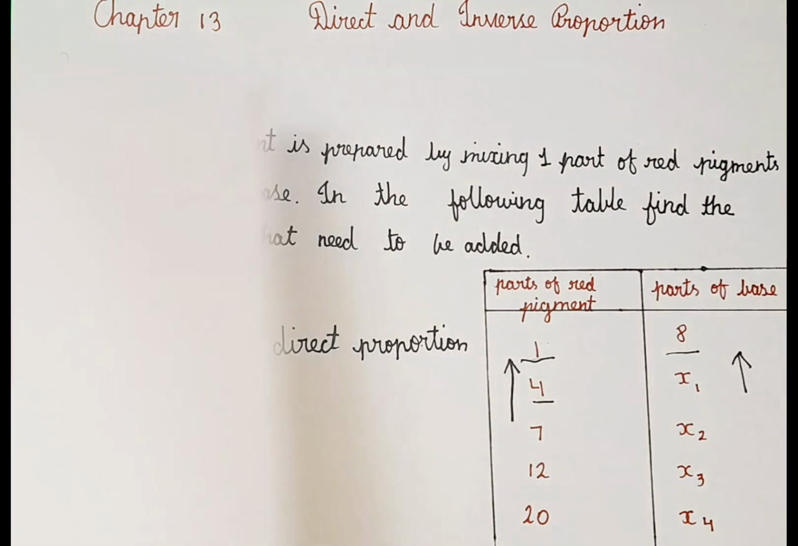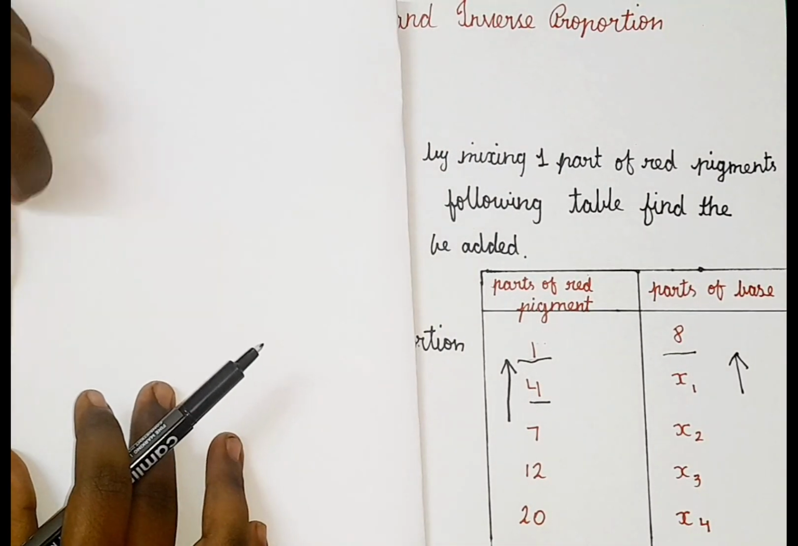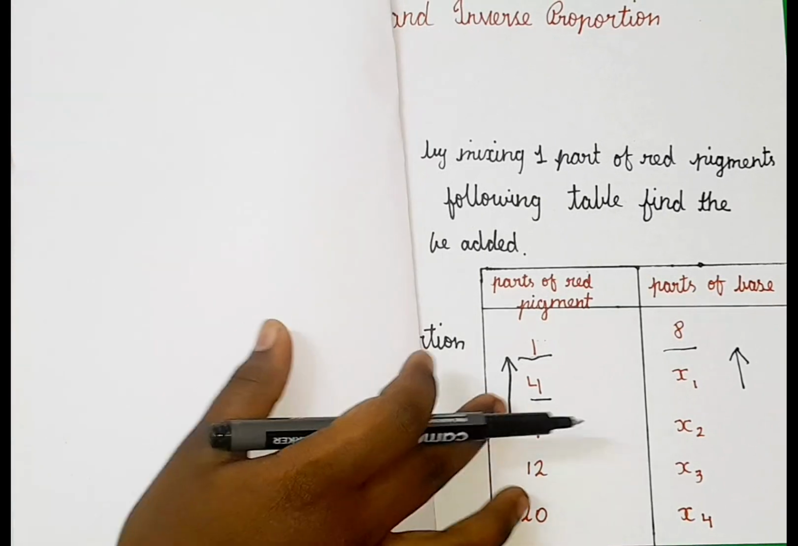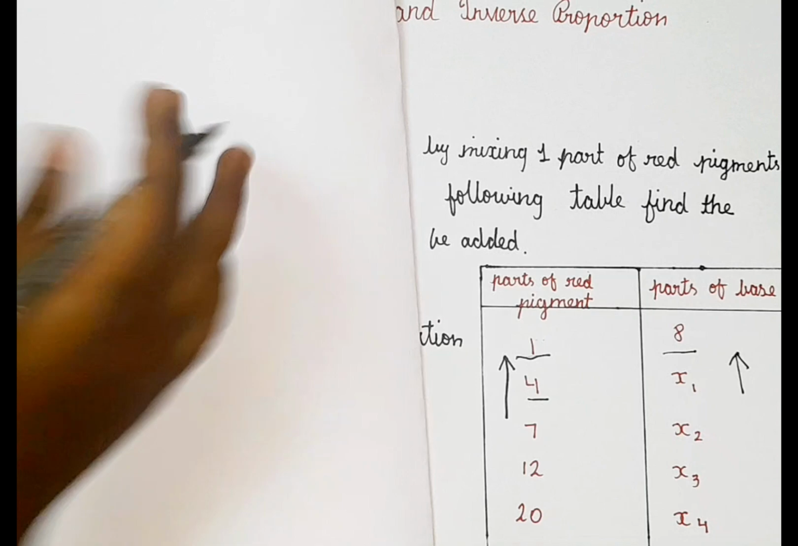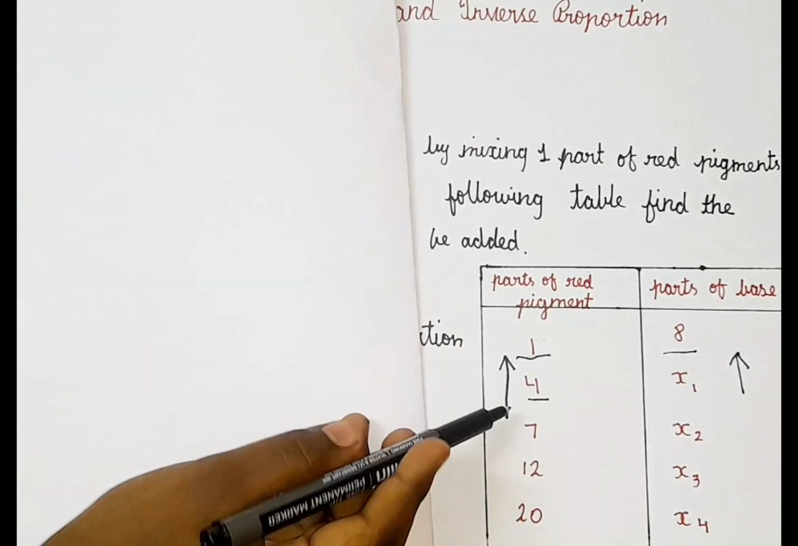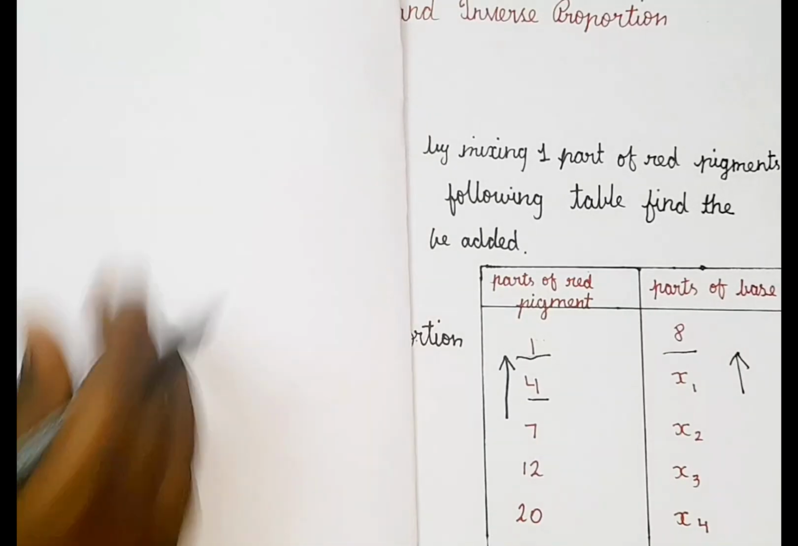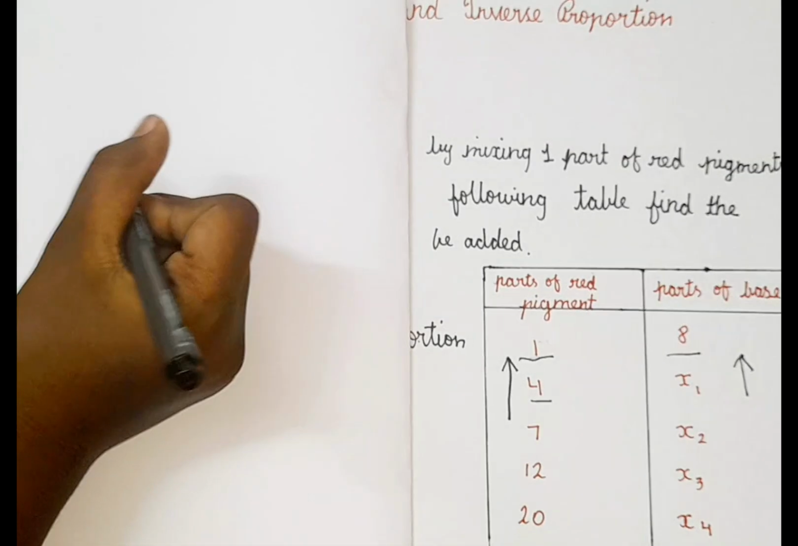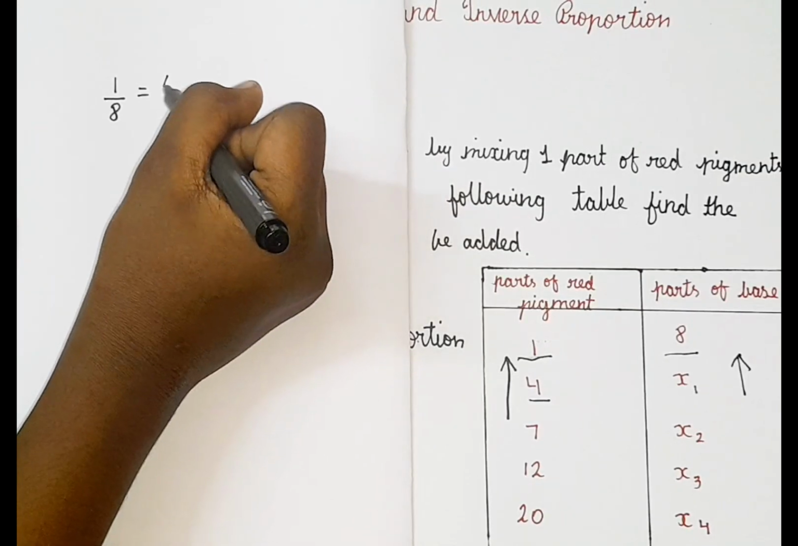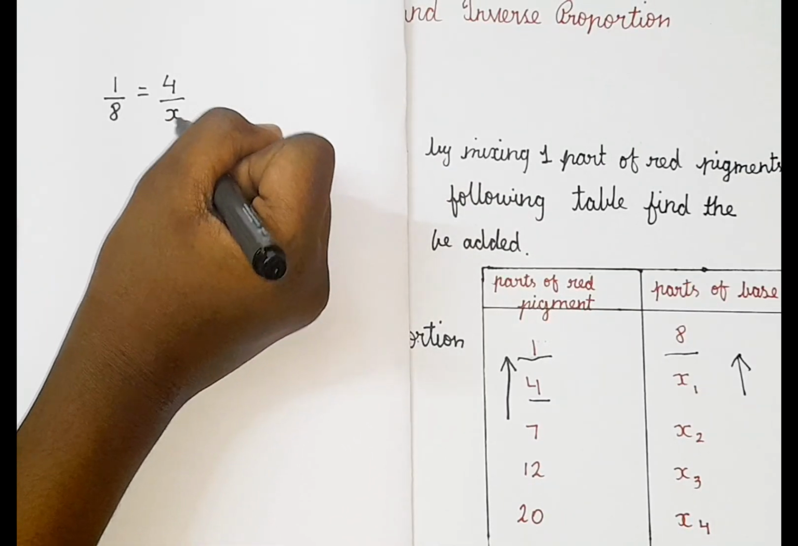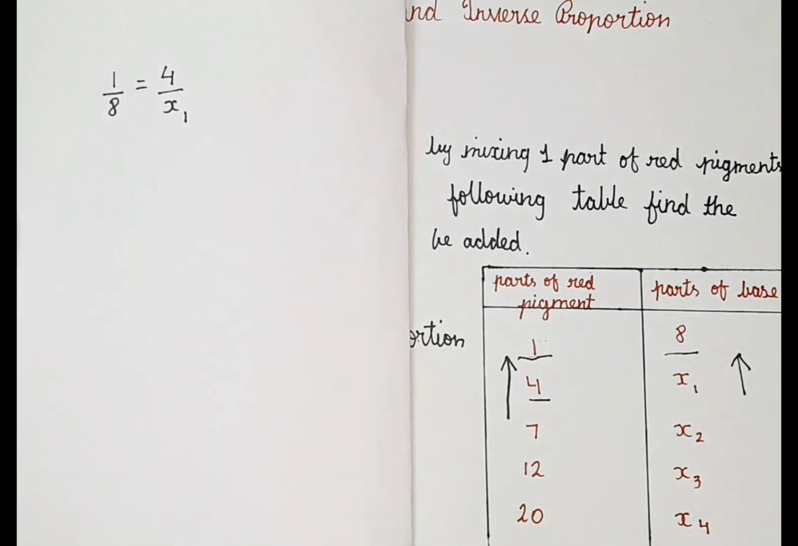So first, here we have 1 by 8, isn't it? So let's write 1 by 8. That's the only given values. Other than that we don't have any other full values. So first we are going to find the value of x1. Remember x1. So 1 by 8 is equal to 4 by x1. This is the format we have. Now how am I going to find the value of x1?